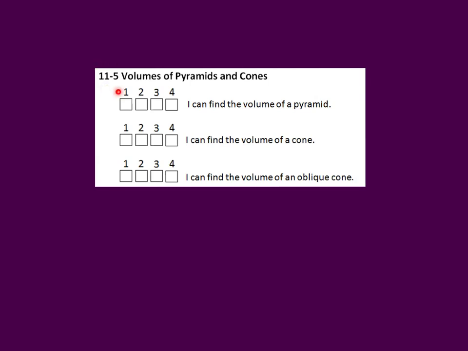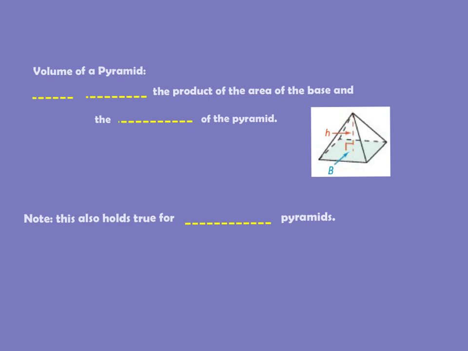Hey guys, we're in chapter 11, section 5, and we're looking to find the volume of a pyramid, of a cone, and of an oblique cone. Alright, so the volume of a pyramid can be found by taking 1/3 the product of the area of the base and the height of the pyramid.